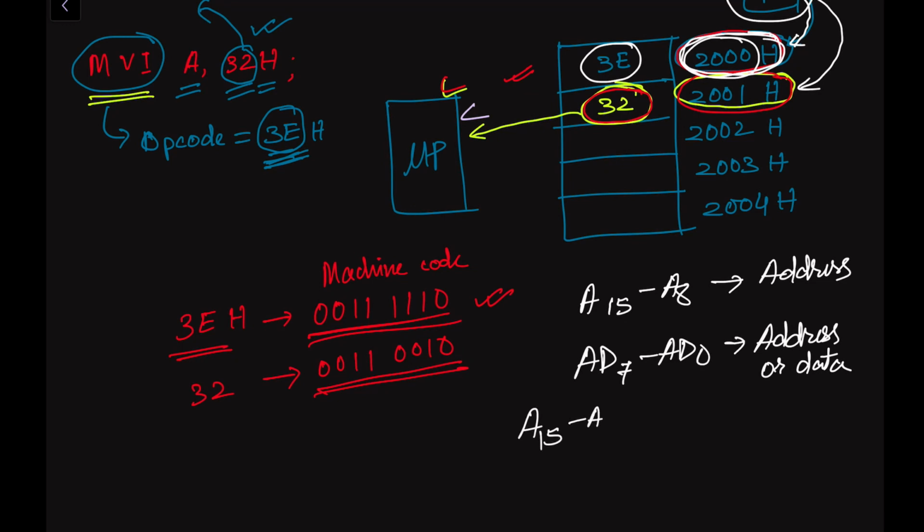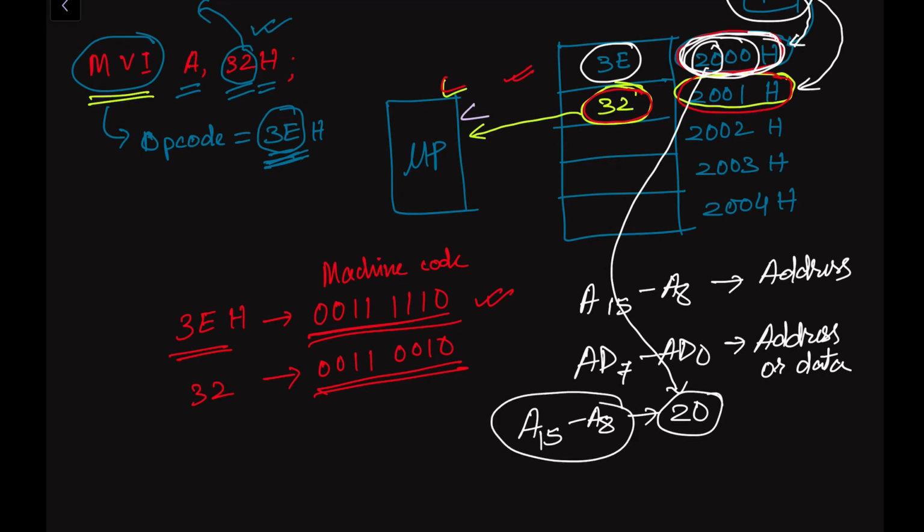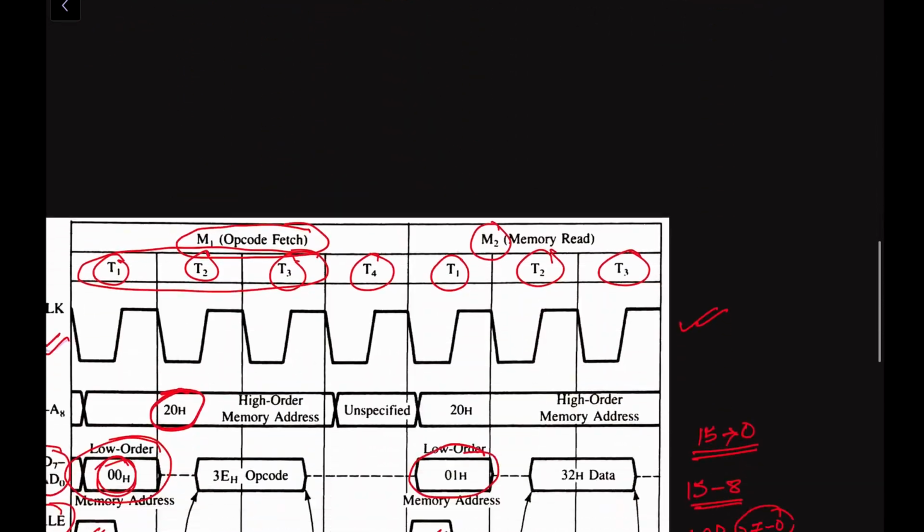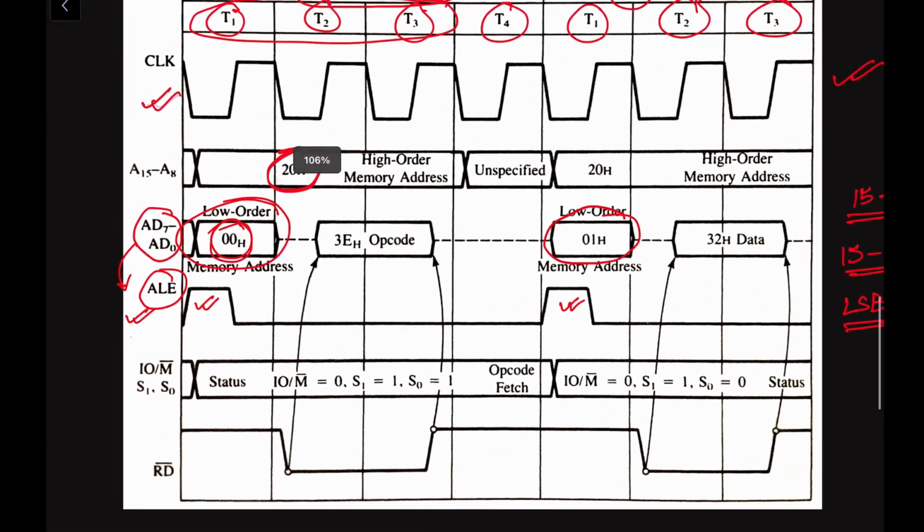So A15 to A8 will carry the higher order bits. Here we have this 20, and this 20 is coming here. So this 20 will be carried by this address bus, and AD7 to AD0 will carry the lower order address. This 00 will be carried here, so here we'll have the 00 content. So the address bus A15 to A8 will contain the 20 value, and this address data bus will contain the 00 value.